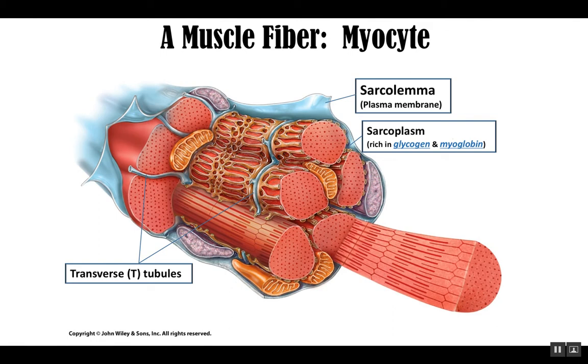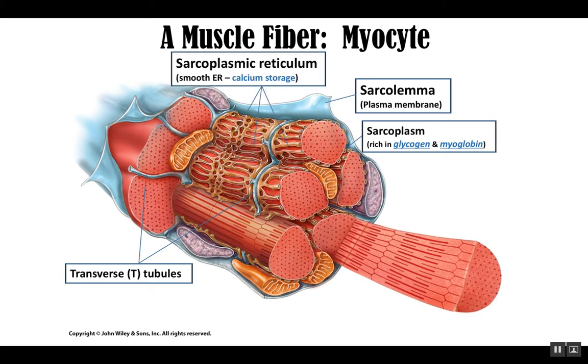So those are the two important components necessary for energy production. If you think about energy production, what do you need? You need a source of energy, that's going to be glucose from the glycogen, and then you need oxygen. You need oxygen to facilitate or allow aerobic cellular respiration. So both of these components are rich in the sarcoplasm of muscle cells, and they're utilized during cellular respiration and the production of energy.